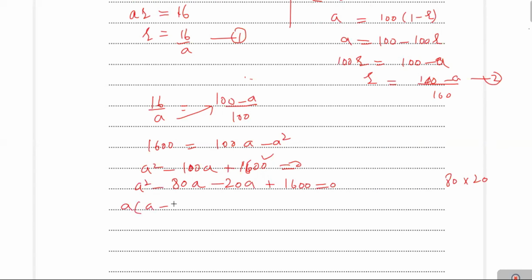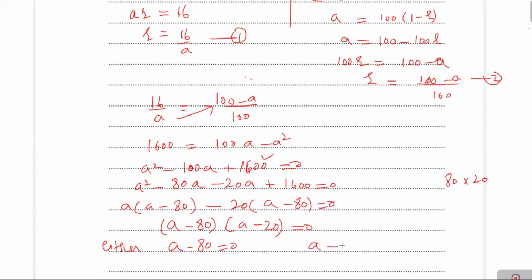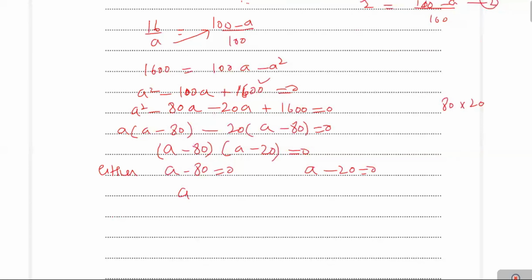Now we take the common, a minus 80 it becomes, and 20 is taken as a common, a minus 80 equal to 0. That a minus 80 into a minus 20 will be the factor. We can write either a minus 80 equal to 0 or a minus 20 equal to 0. Therefore, the values of a will be equal to 80 and a will be equal to 20. There are two values of a, and this is the answer.